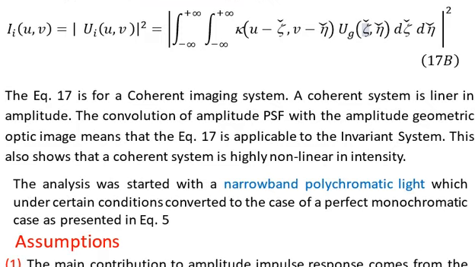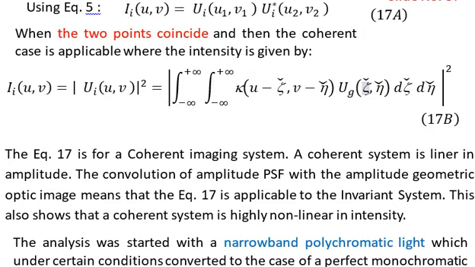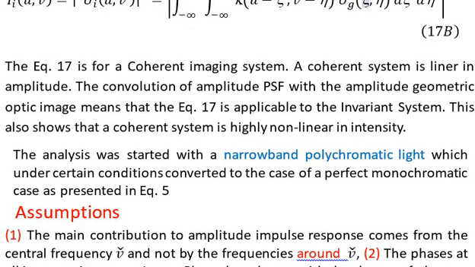The analysis was started with a narrow band polychromatic light source, which under certain conditions converted to the case of a perfect monochromatic case, as we have presented in equation number 17b and also listed in equation number 5.